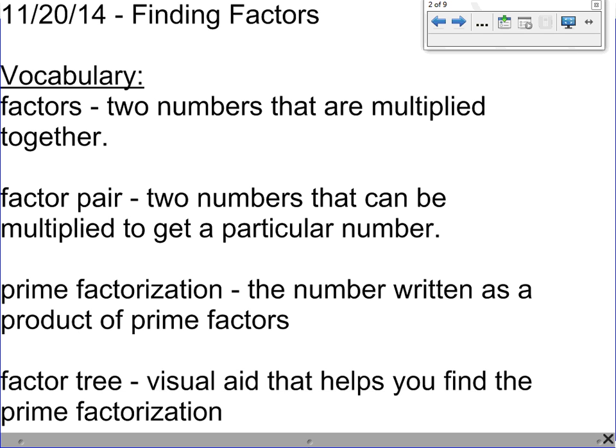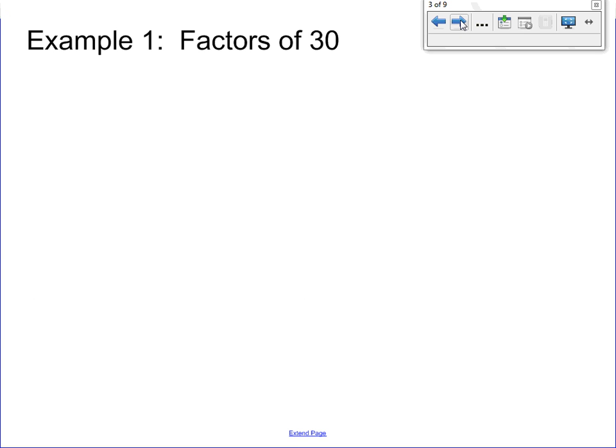One of the really nice things about doing prime factorization is that we can use a factor tree, which is a visual aid that helps us to find the prime factorization. So it sounds like it's a difficult process, but really it's very simple, and the factor tree makes it very, very easy for us to see. So let's go ahead and get started. The first thing I want to do today is just list some examples of some factors of 30.